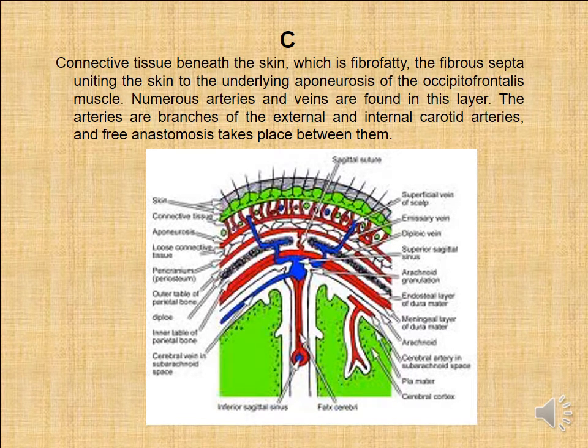The second layer beneath the skin is connective tissue, C. The connective tissue beneath the skin is fibrofatty, with fibrous septa uniting the skin to the underlying aponeurosis of the occipitofrontalis muscle. Numerous arteries and veins are found in this layer. The arteries are branches of the external and internal carotid arteries, and free anastomosis takes place between them. So with anastomosis of the external and internal carotid arteries, if there is damage to any artery, it can get its nourishment from the other artery.